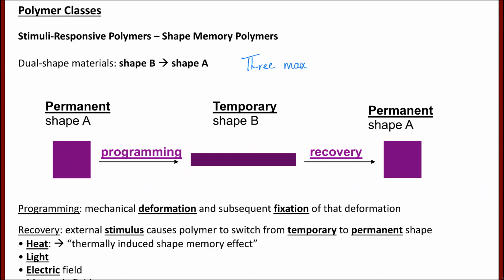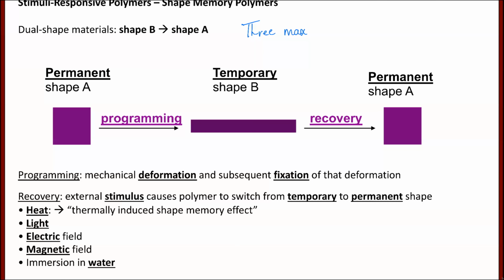So the programming is a mechanical deformation, so that's adding some kind of stress to the polymer itself, and then you get a fixation of that deformation at a certain temperature. In the recovery, the external stimulus causes the polymer to switch from temporary to a permanent shape.